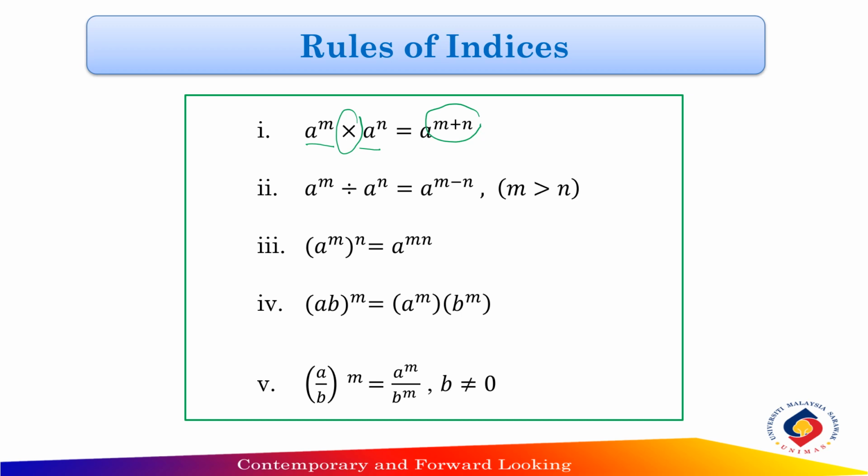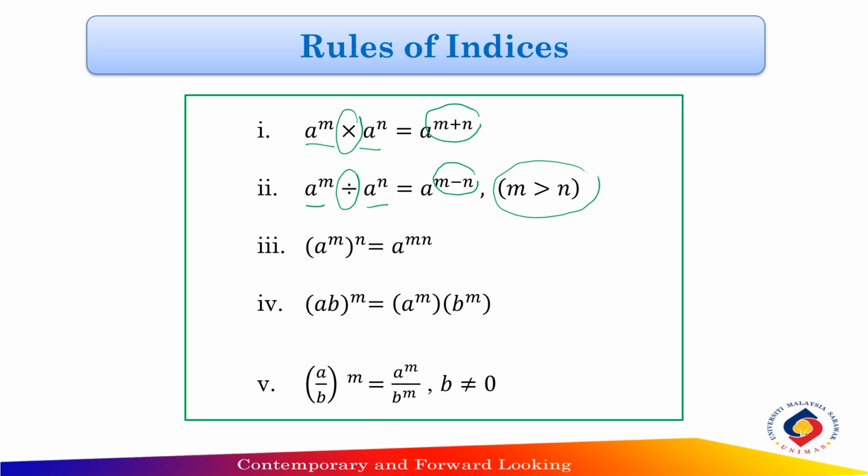The second rule, A to the power of m divided by A to the power of n. When divided, the indices or the powers of base A, which are m and n, can be subtracted. So it equals A to the power of m minus n, where m must be greater than n.